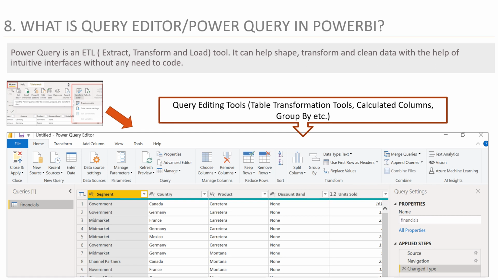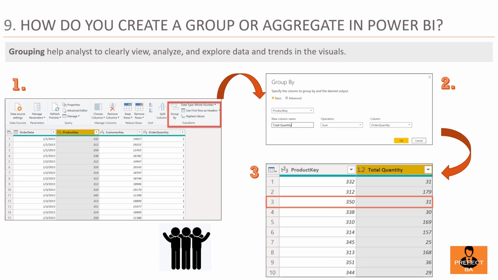Then in step 2, Transform Data option, and this opens up the Query Editor screen. In a nutshell, it helps in adding or removing data to shape it according to the requirements, appending and joining data from several sources, importing data from various sources like files, databases, social media data, big data, and so on. Question number 9. How do you create a group or aggregate in Power BI?